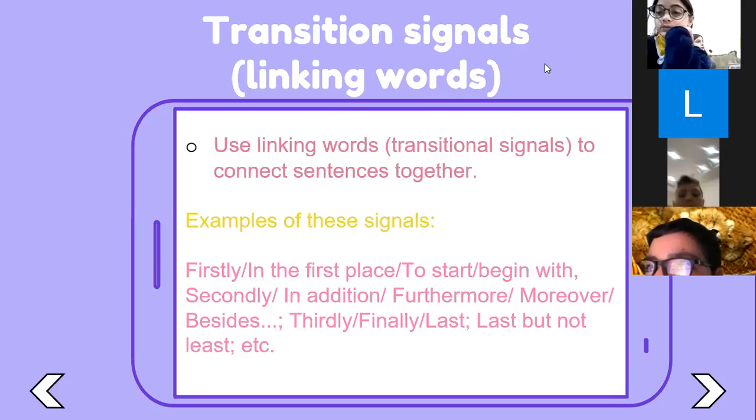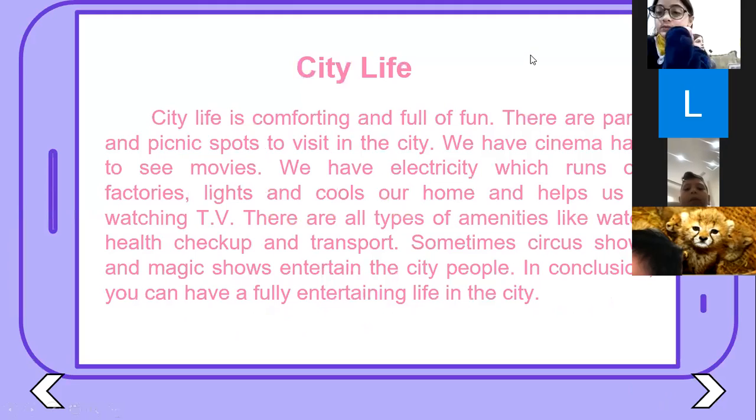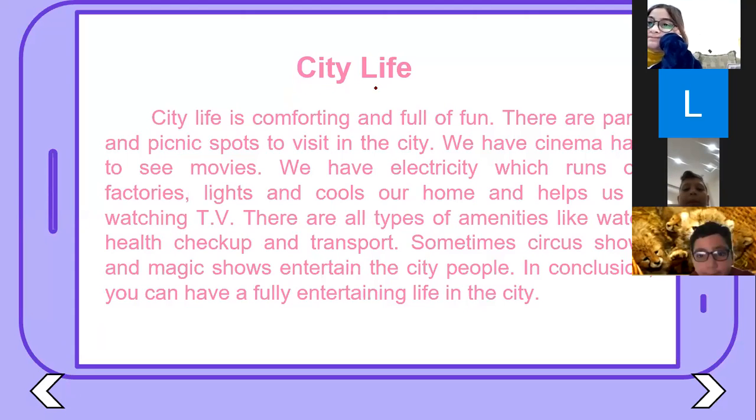So this is our expository paragraph. Let's have an example. Please, guys, pay attention to my example. This is an example for the expository paragraph. First of all, what must I start my paragraph with? The title. For example, I want to talk about city life. Here my topic is city life, and I want to give information about the life in the city. So simply, what do I write in the title? City life. I wrote my topic, okay?